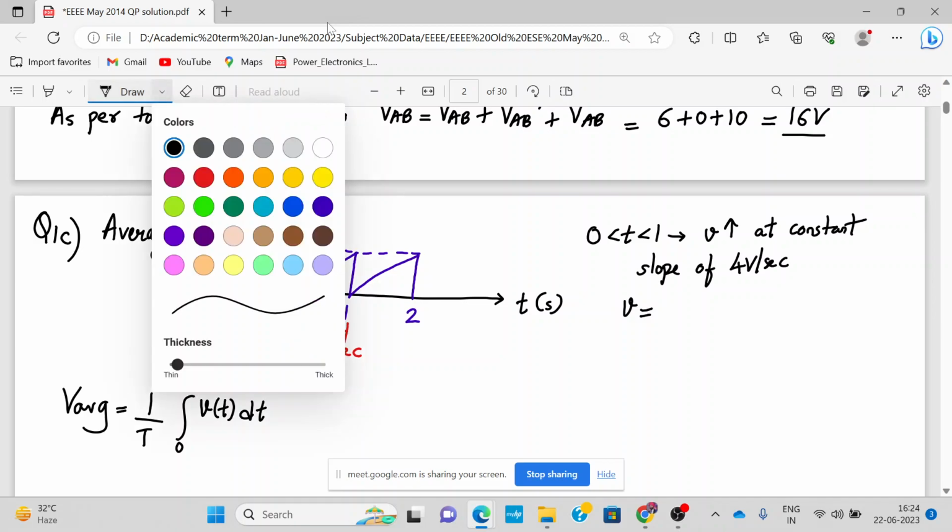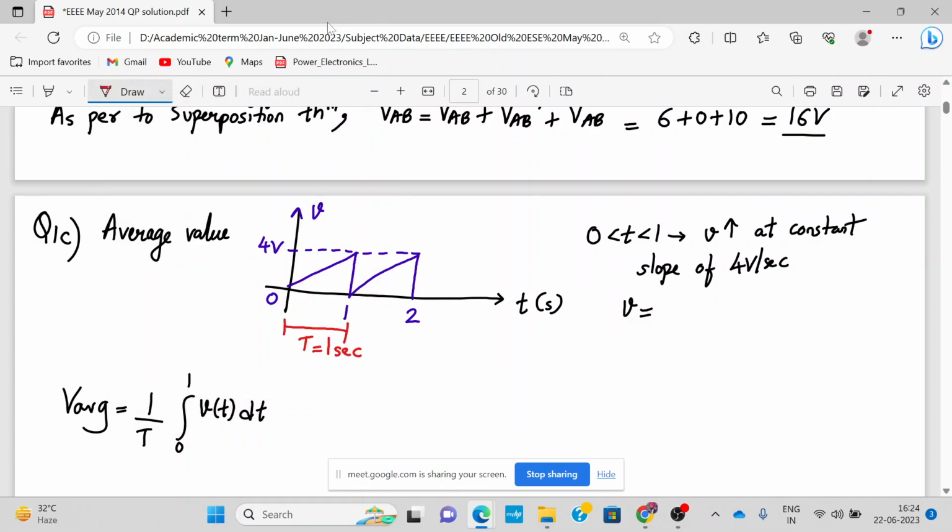See, let's consider this as Y and this as X. So what is the formula? Y is equal to mx plus C, right? Correct or no? Yes, sir. What is m? m is the slope. So the slope is 4 volt.